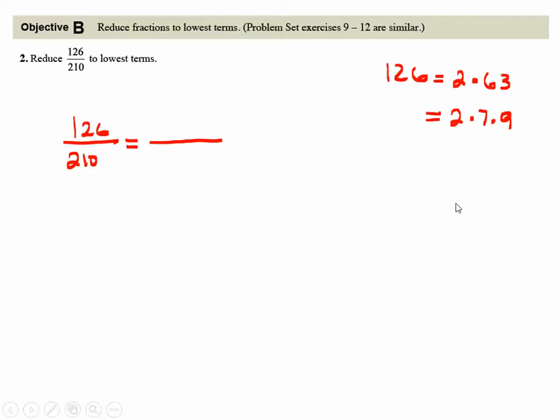All right, let's see what I got here. I got 126 breaks down into 2 times 3 times 3 times 7. In this case, with fractions, I don't want to put it as 3 to the second power or something. I want to list each of these factors by themselves, because I'm going to start canceling these factors by themselves.